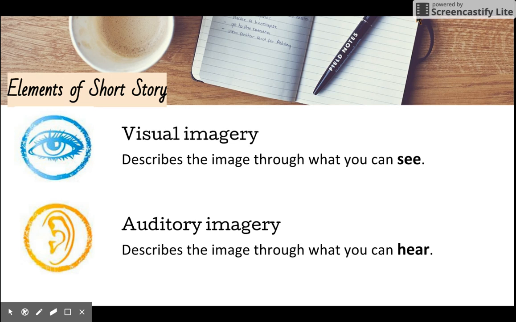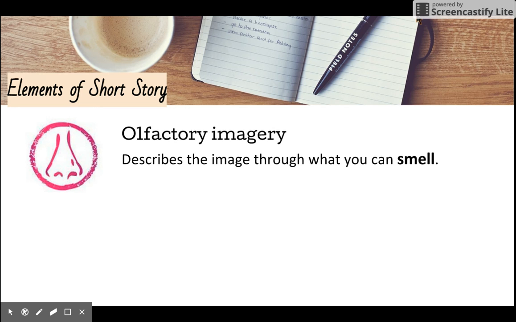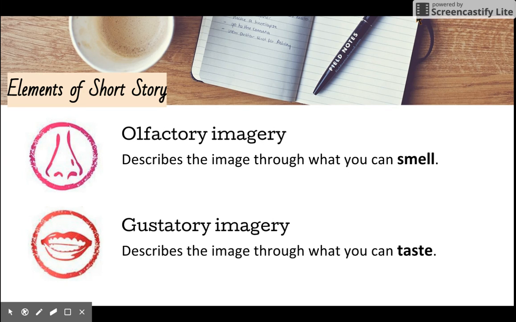Next, they might use auditory imagery. So that describes the image through what you can hear. If you're maybe walking through a park, you might hear birds chirping. So the author might describe that so that you can hear it, and it helps you create an image of what's going on in the story. Next, we have olfactory imagery, and this describes the image through what you can smell. So if the story takes place in a garbage dump, the author might describe all the putrid smells that you're getting around you.